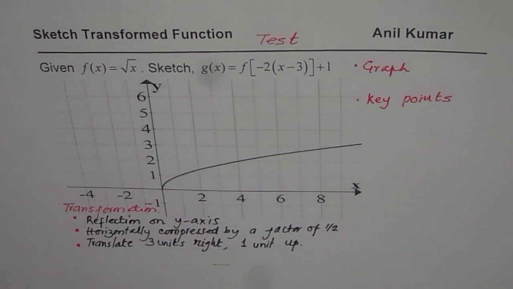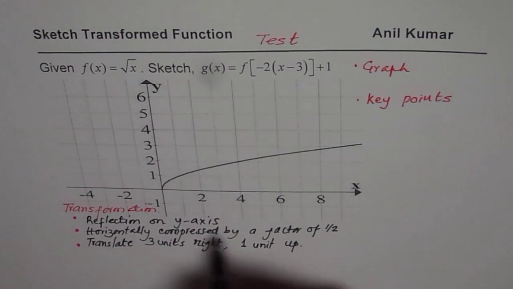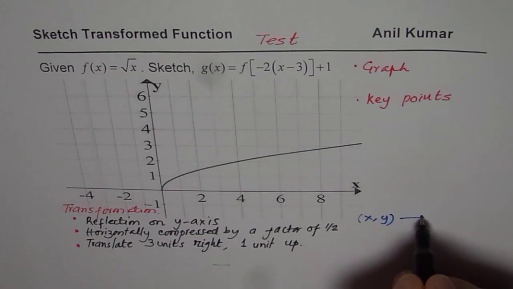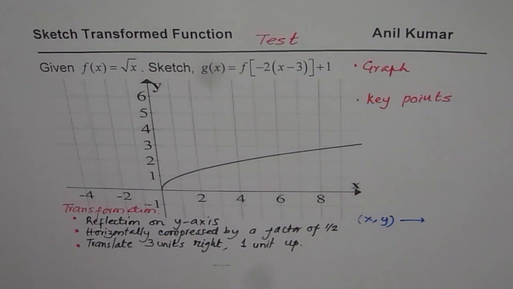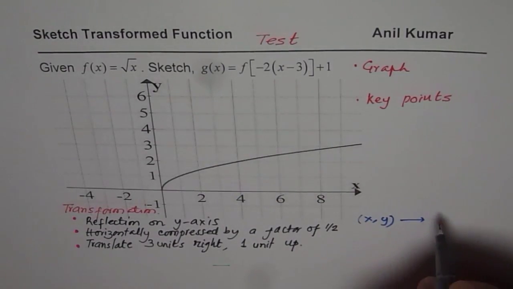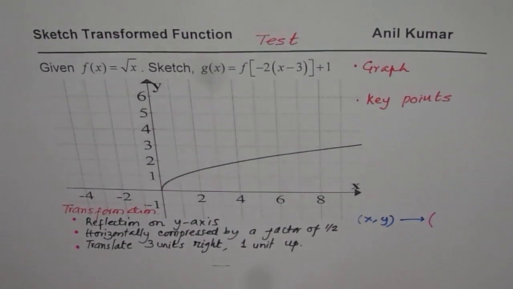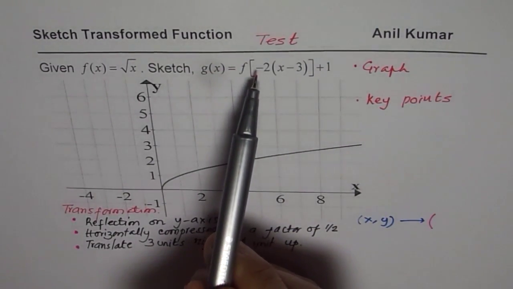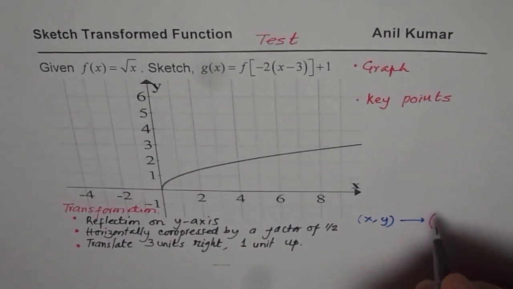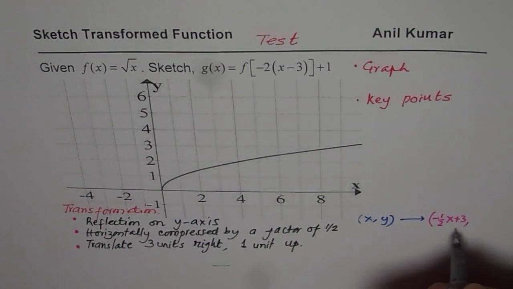Another important criterion here is also to consider the key points. If we have a transformation like this, and let us say x and y are the coordinate points on the graph of the function f of x, then what are going to be the corresponding coordinate points on the transformed function? Let us consider that also. The x values will be minus half of the original plus 3. So we can write them as minus half of x plus 3. That is how the x values will be.